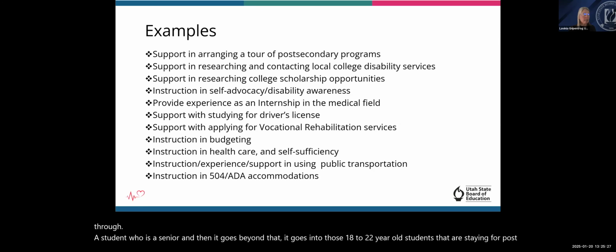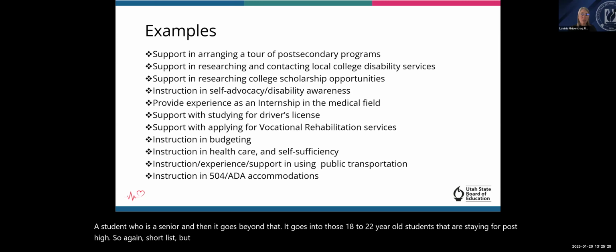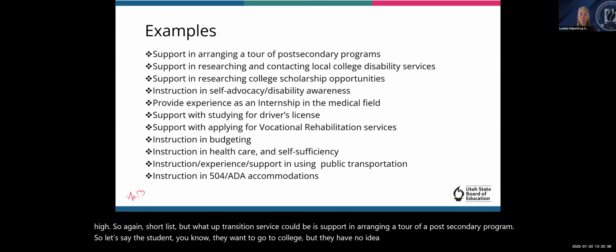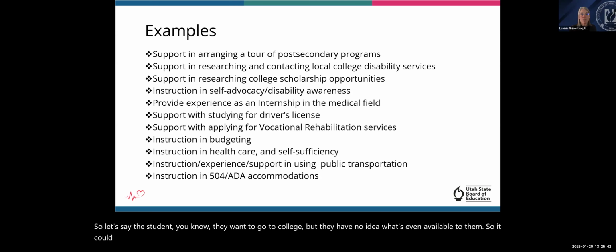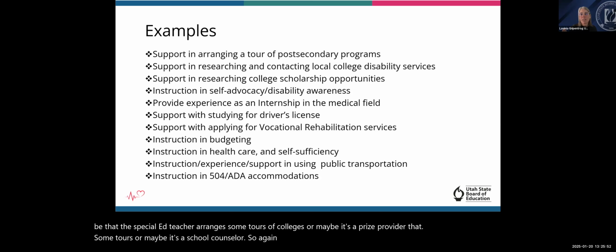So again, short list, but what a transition service could be is support in arranging a tour of a post-secondary program. So let's say the student wants to go to college, but they have no idea what's even available to them. So it could be that the special ed teacher arranges some tours of colleges, or maybe it's a pre-eds provider that arranges some tours, or maybe it's a school counselor. So again, what community adults in the student support system can offer this service?